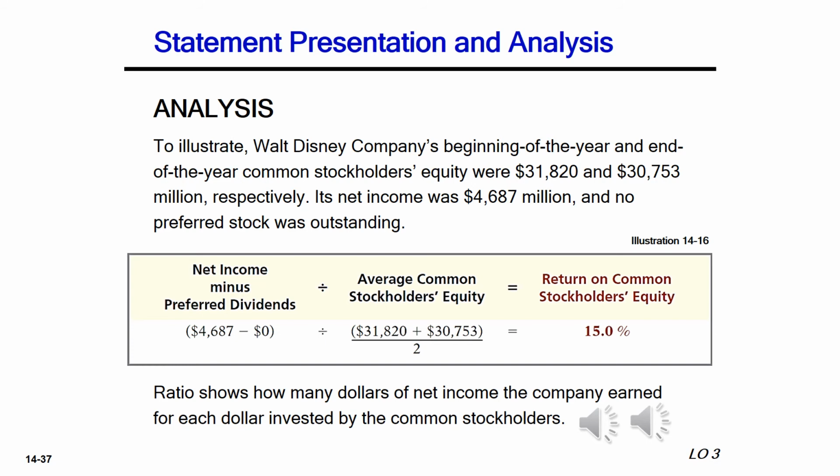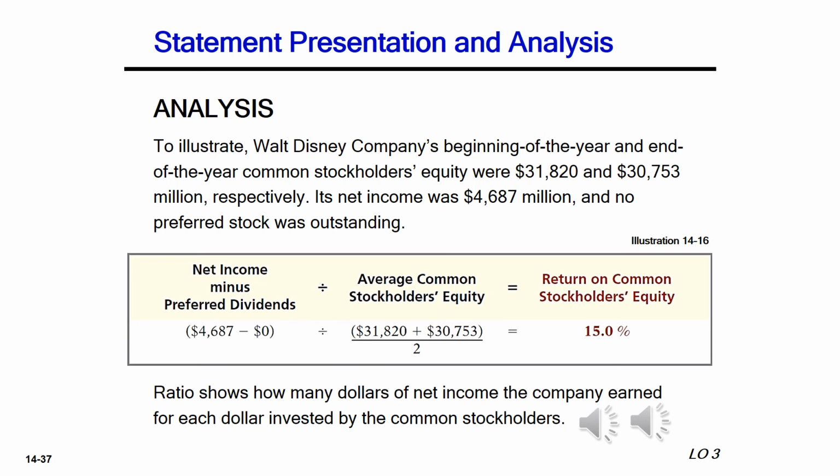How do we get the average common stockholders' equity? We basically take the beginning of the year stockholders' equity plus the end of the year stockholders' equity. We add them together and then divide by 2. Now this formula is going to give us what is called the return on common stockholders equity, or return on equity, ROE, and in this example it comes up to 15% return on equity.